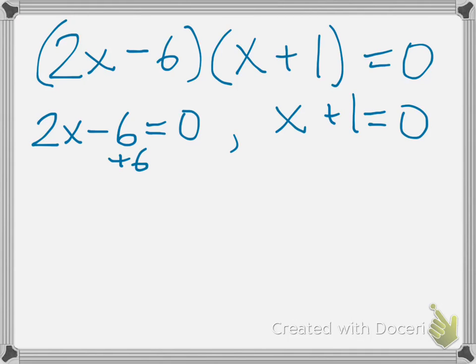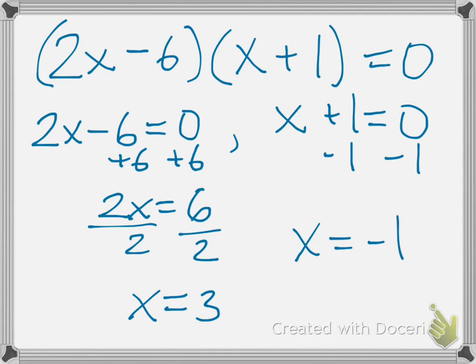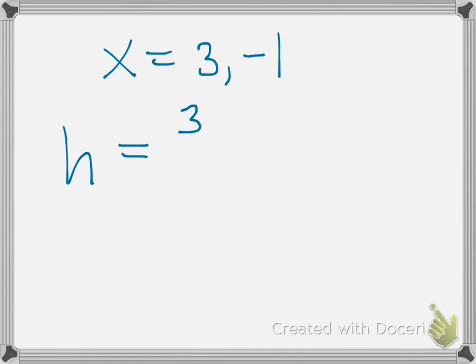So if we add 6 to both sides over here to get 2x is equal to 6, divide by 2, and we get x is equal to 3. Over here we just need to subtract 1 from both sides, and we get our other x-intercept as x equals negative 1. So now that we have x equals 3 and x equals negative 1, we can use those two values to find h. We're going to add them together. One of them is positive, one of them is negative, so keep the signs with them. And then we're going to divide by 2.